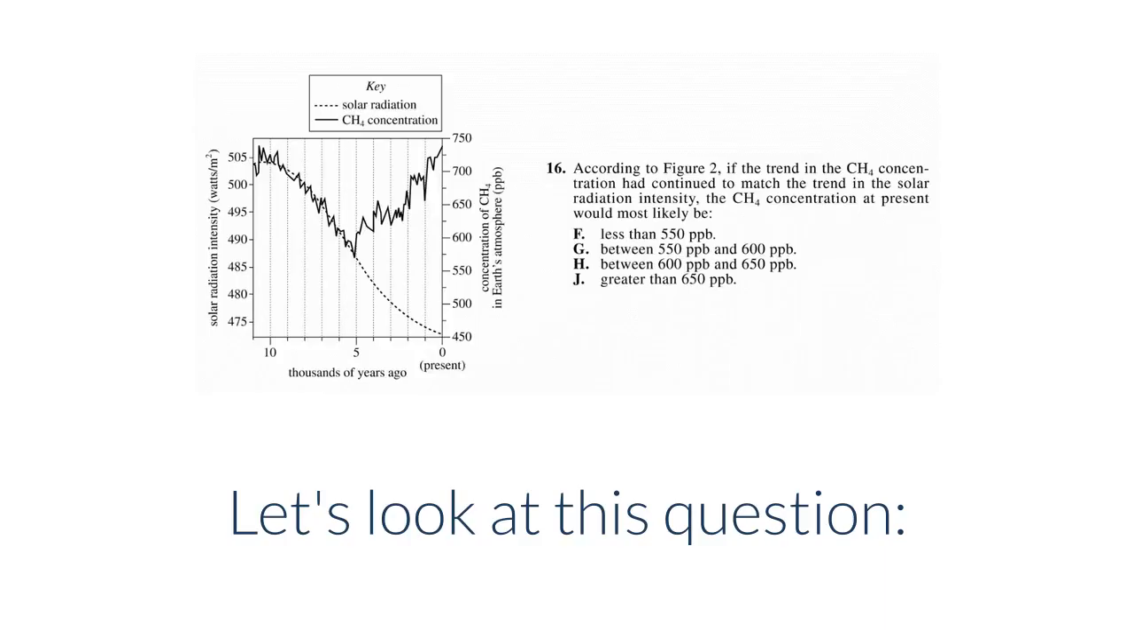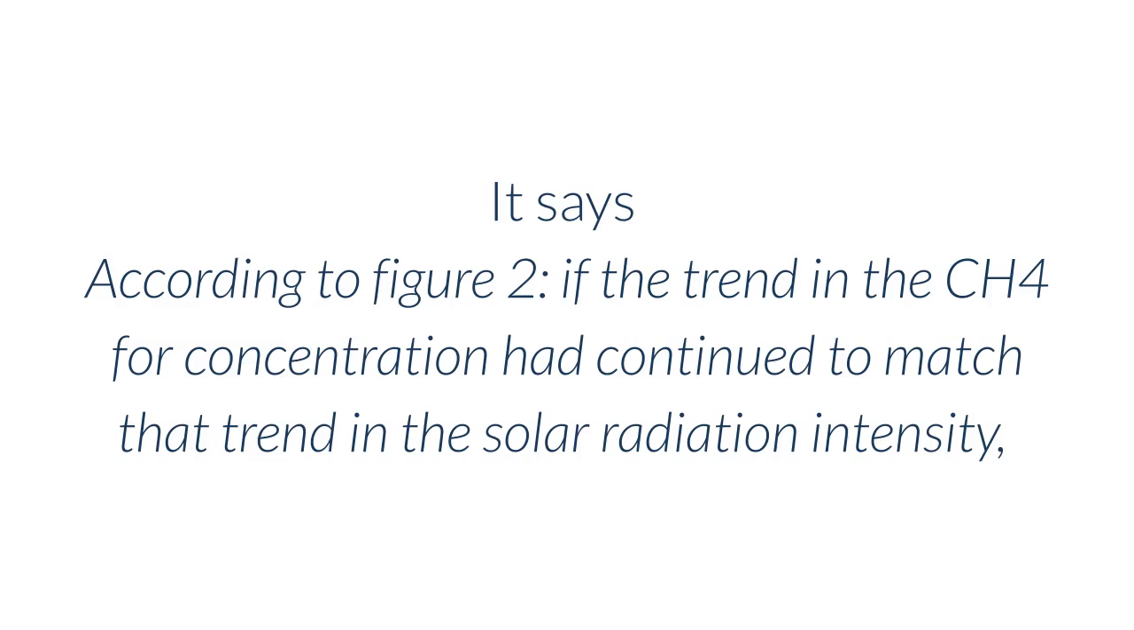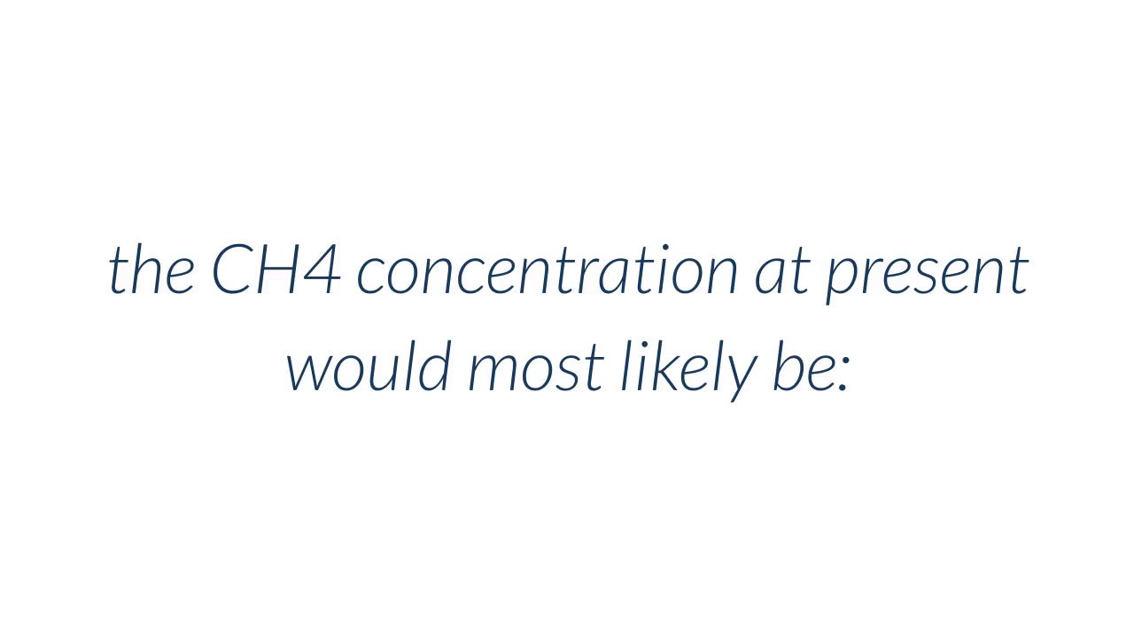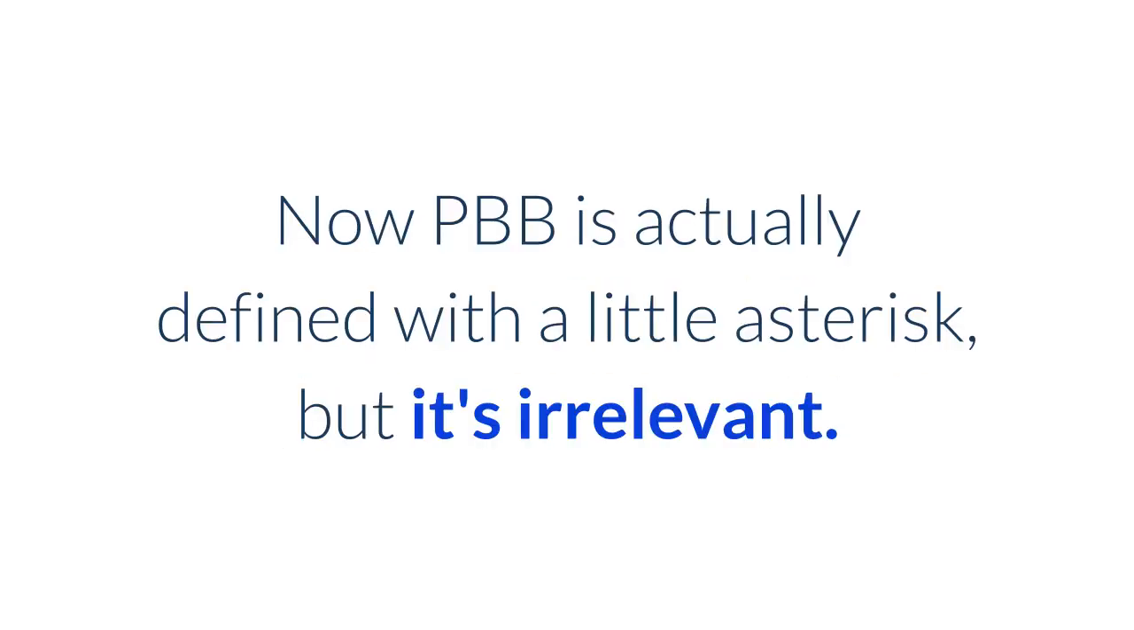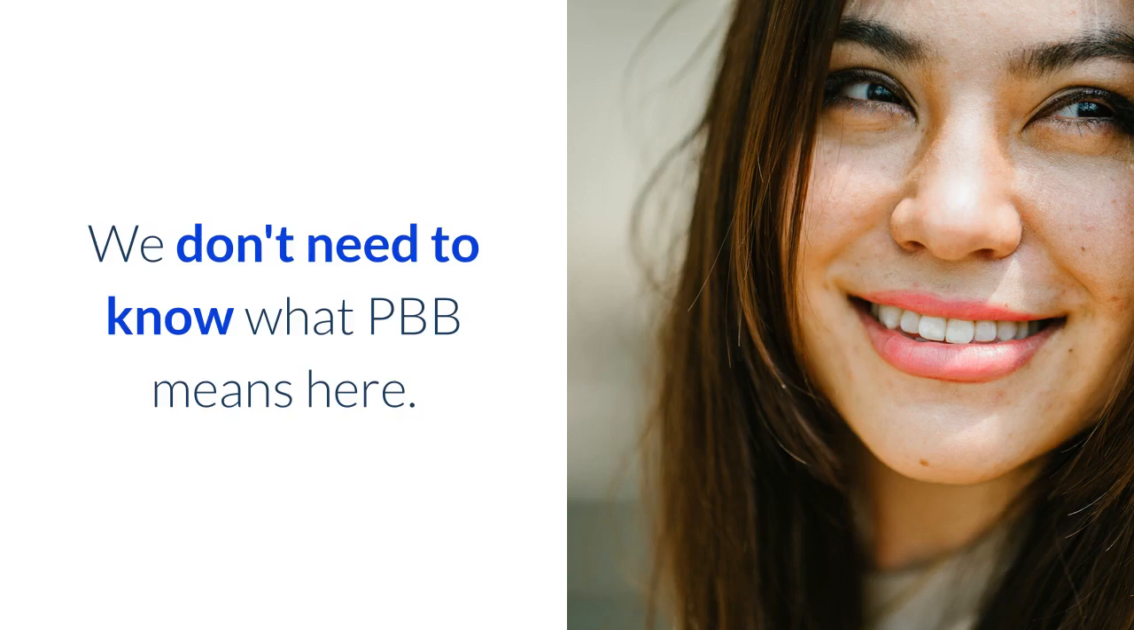Let's look at this question. It says, according to Figure 2, if the trend in the CH4 concentration had continued to match the trend in the solar radiation intensity, the CH4 concentration at present would most likely be A. Less than 550 ppb, B. Between 550 ppb and 600 ppb, C. Between 600 ppb and 650 ppb, D. Greater than 650 ppb.